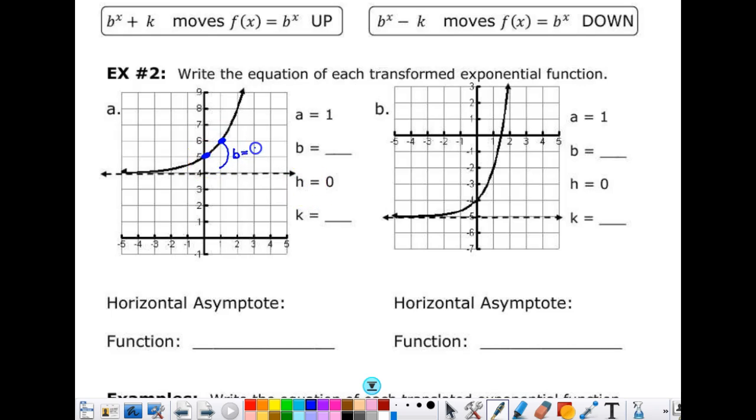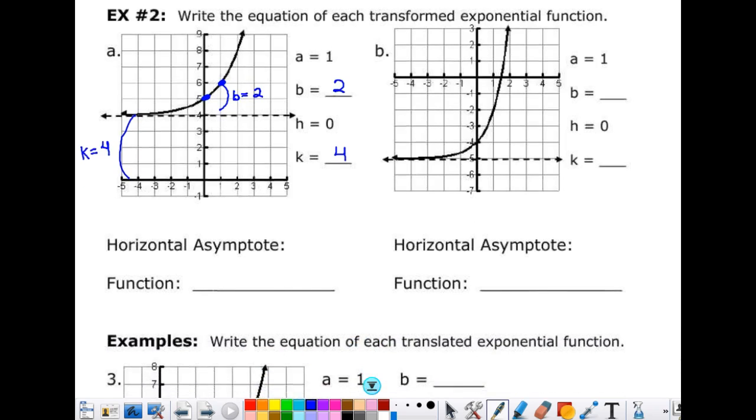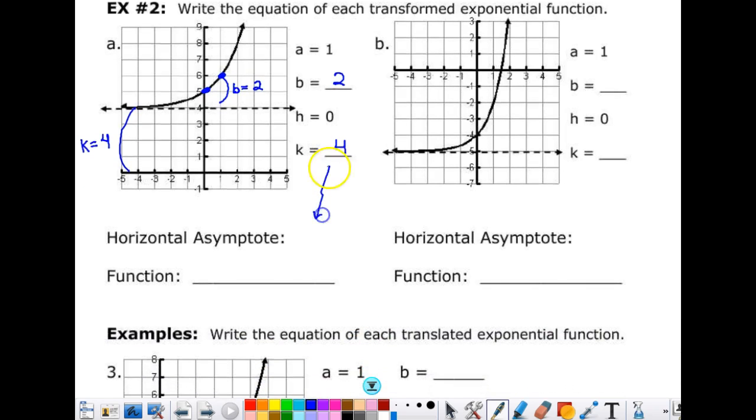b is what? 2. And then k, usually when I'm marking on my graph, because the b and the h kind of get all tangled together with my notes, I'll come over to the side and write the k. k is how much? 4. He pushed it up 4. Superman did. k for kryptonite also, right? It all goes together. See, math makes sense, right? So our horizontal asymptote is the same as the k. It's at y equals 4, isn't it? I mean, there it is.